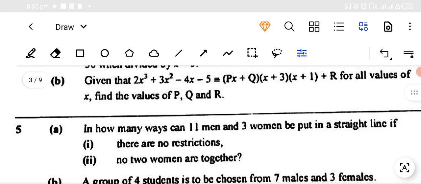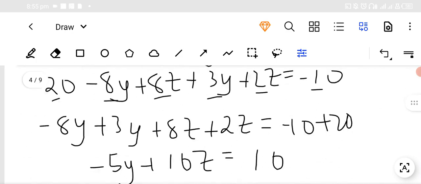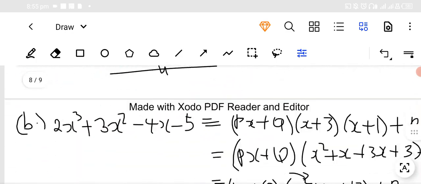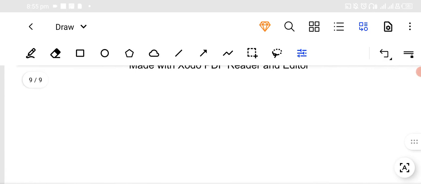Question 5a. In how many ways can 11 men and 3 women be put in a straight line? A1, there are no restrictions. So this is 11 men, 3 women. There are no restrictions. 5a. So let's go to question 5a.